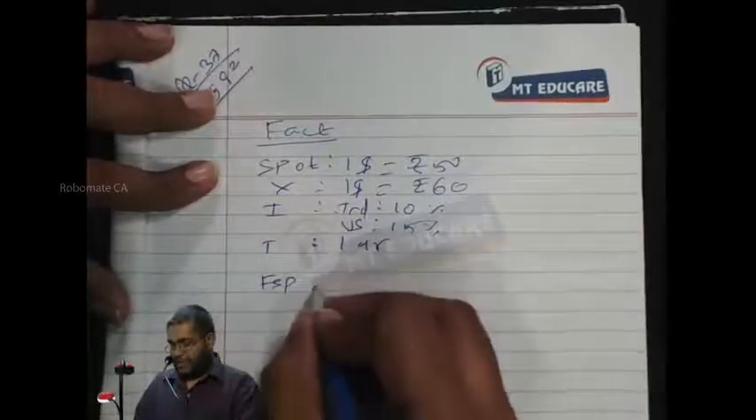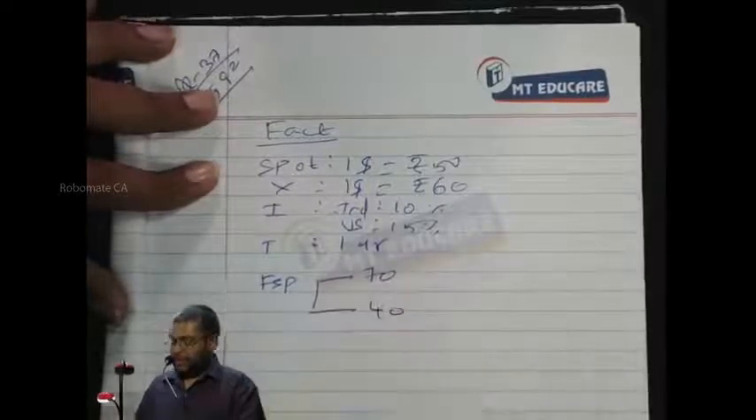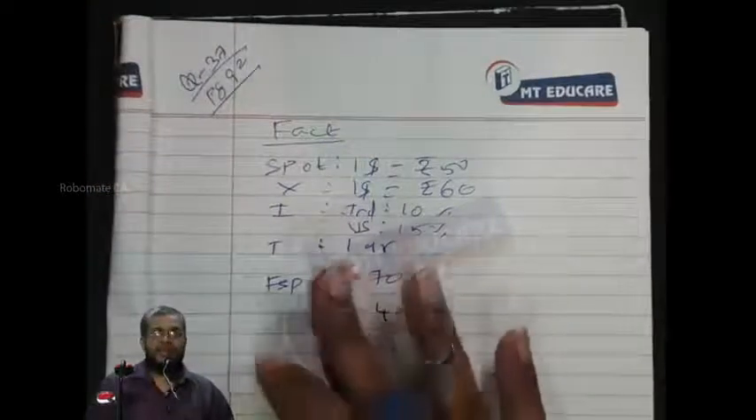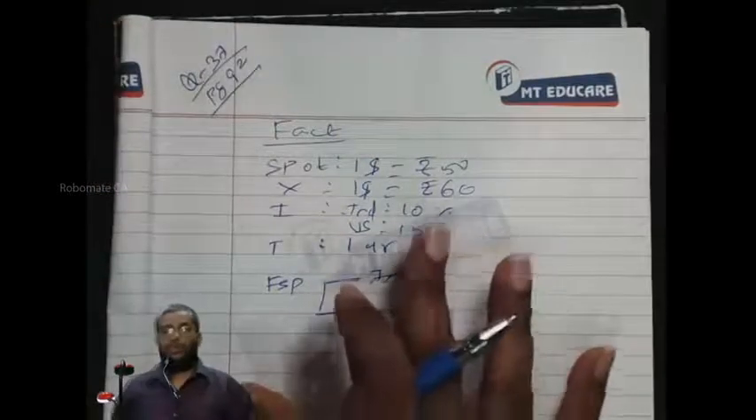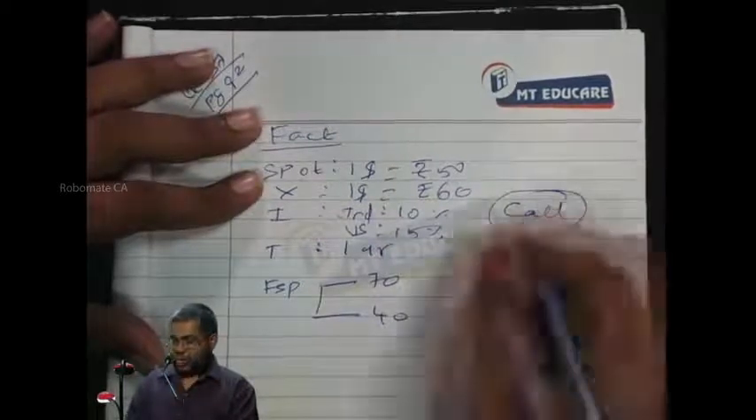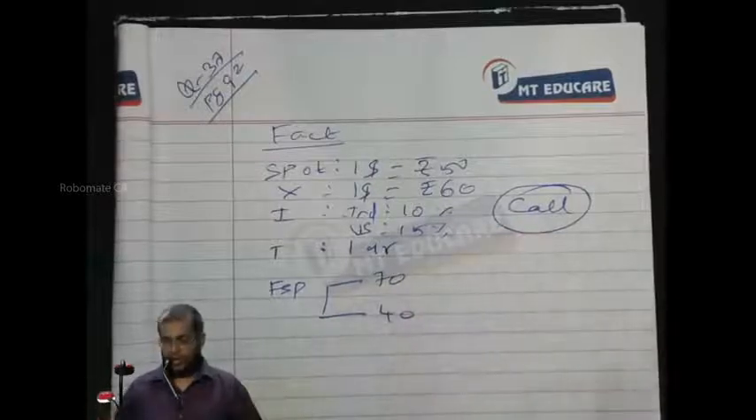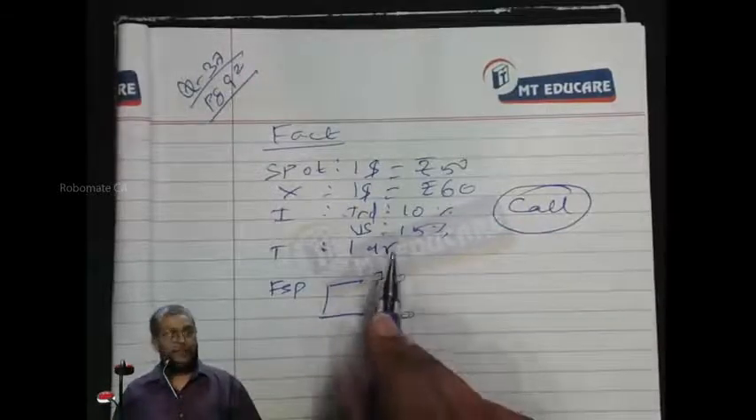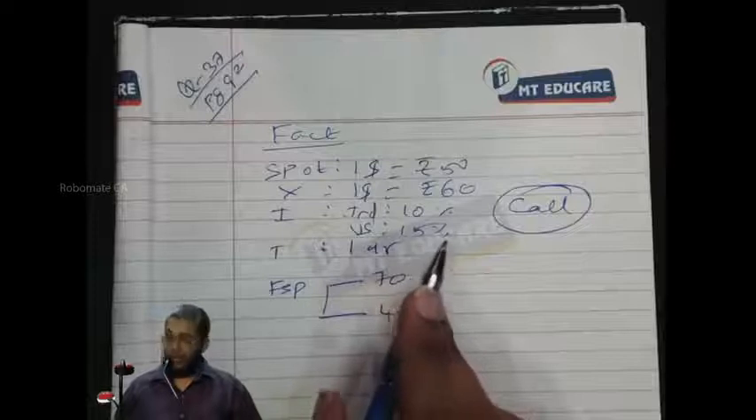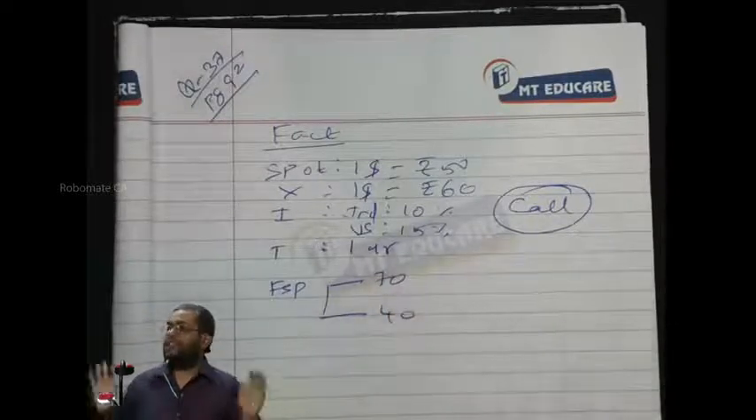Now, FSP can be either what? 70 or 40. These are all the details. One should go for the value of this. This is what option? Call option. We have been asked to value the call option. It is not Black-Scholes. We have only two prices. It is a binomial model which we calculate using the risk neutralization method. That's what we should always be adopting.